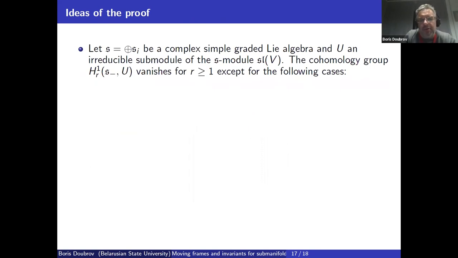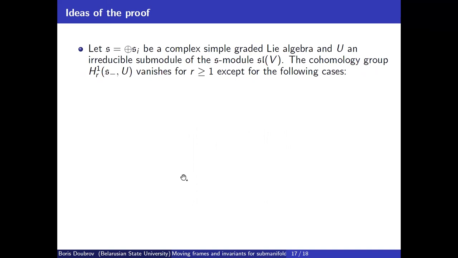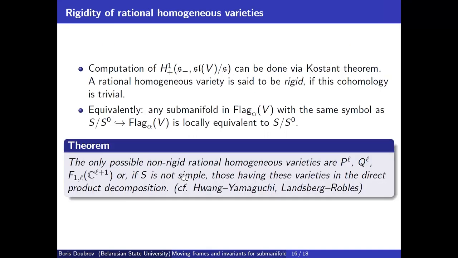So, ideas of the proofs. How does Cartan theorem work here and what actually happens? Question about the previous statement: so the rigidity depends on embedding, right? Yes. So the non-rigid are PL, but probably depending on V, they can actually become rigid. Yes, exactly. This will be exactly mentioned on the next slide. Okay.